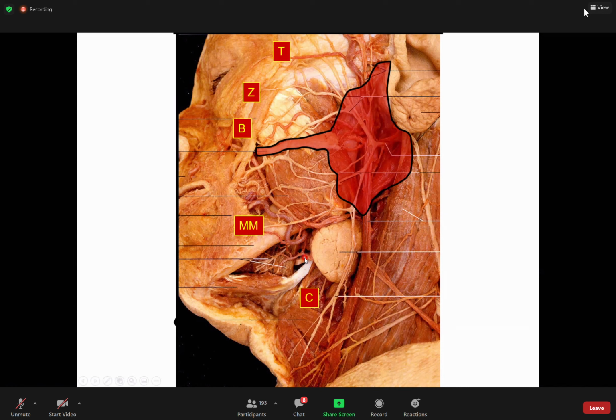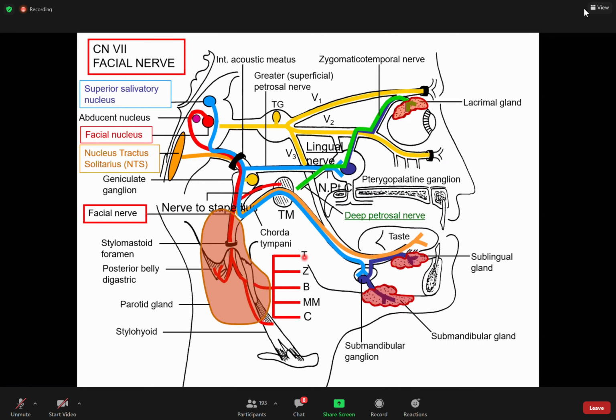The only reason why I'm telling you is that these branches are the ones which are going to supply the muscles of facial expression. So sensory supply to the face is coming from the trigeminal, while the motor supply to the face is coming from the facial nerve, which is supplying all the muscles of facial expression. Now, as we said, there is motor nucleus of the facial nerve, which is supplying the muscles of facial expression, which is shown in red.